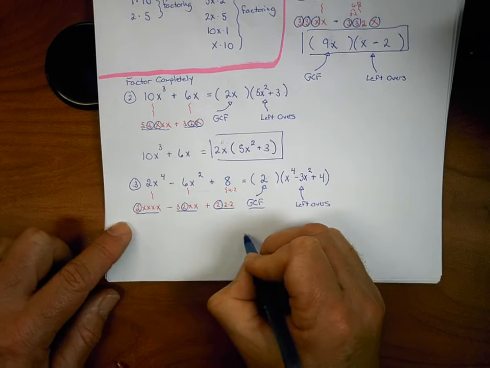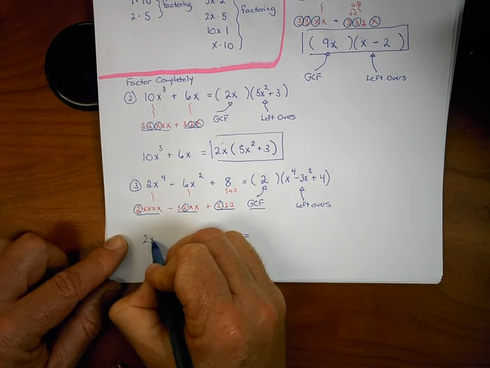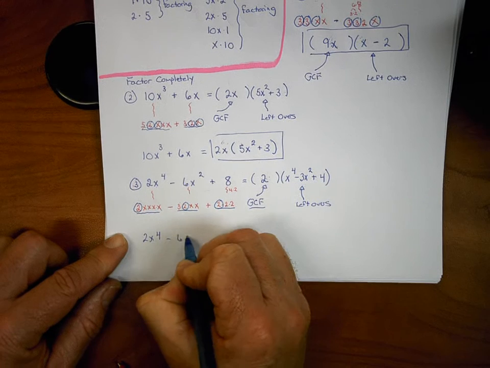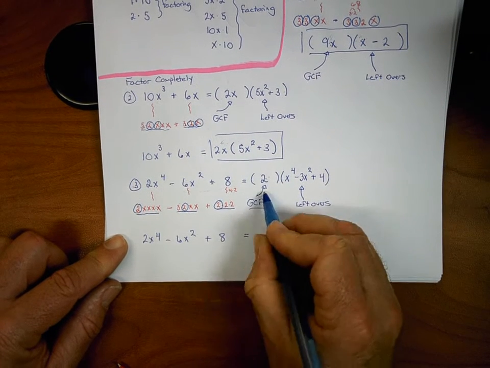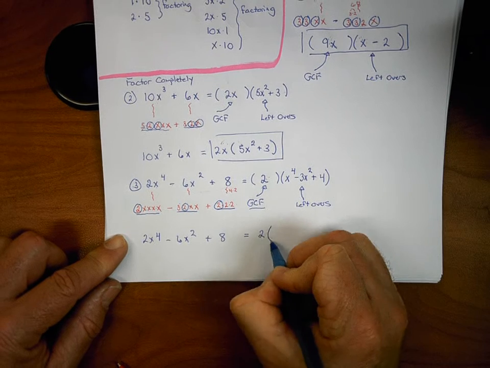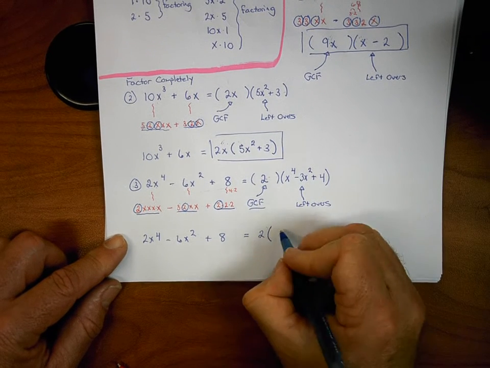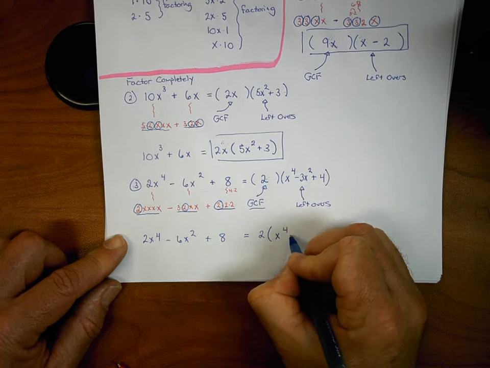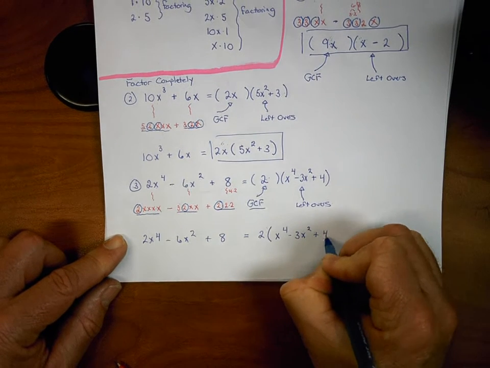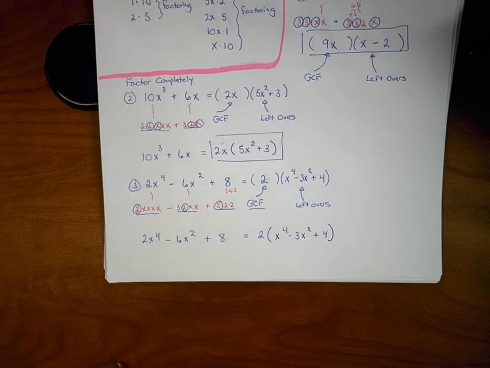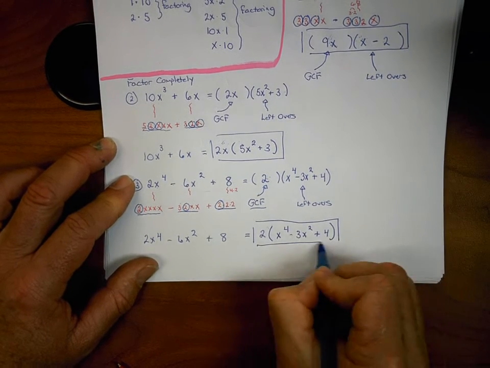Okay, so what is 2x to the 4th minus 6x squared plus 8 factor into? Well, it factors into 2 times, and you can put that 2 in parentheses or not in parentheses, it doesn't matter, x to the 4th minus 3x to the 2nd plus 4. Okay, that's what that is factoring into. That would be your answer in factoring right now.